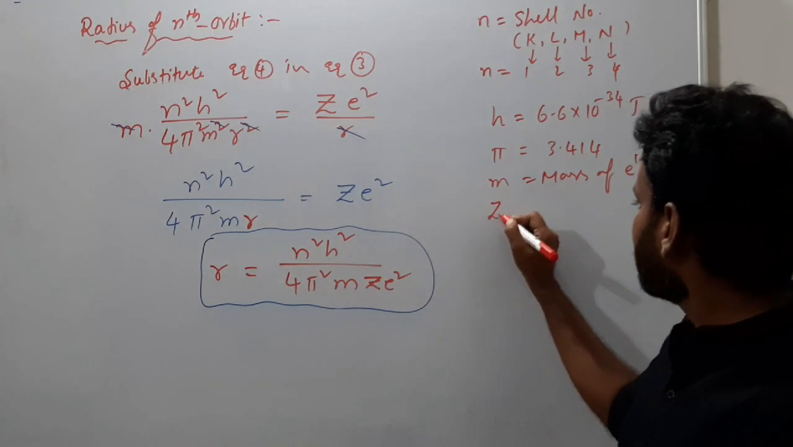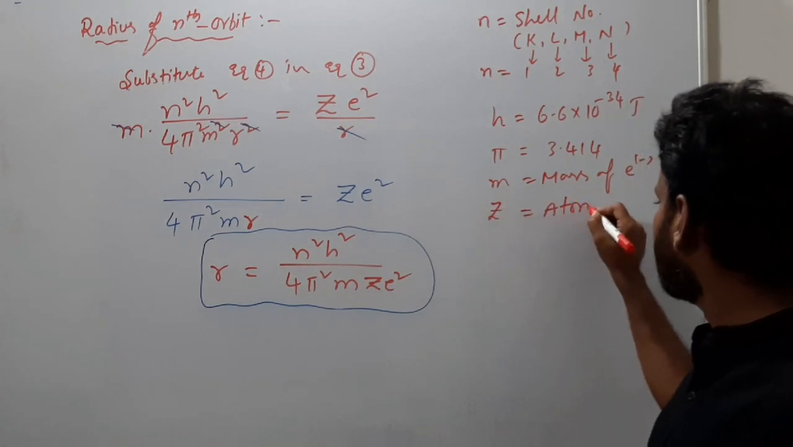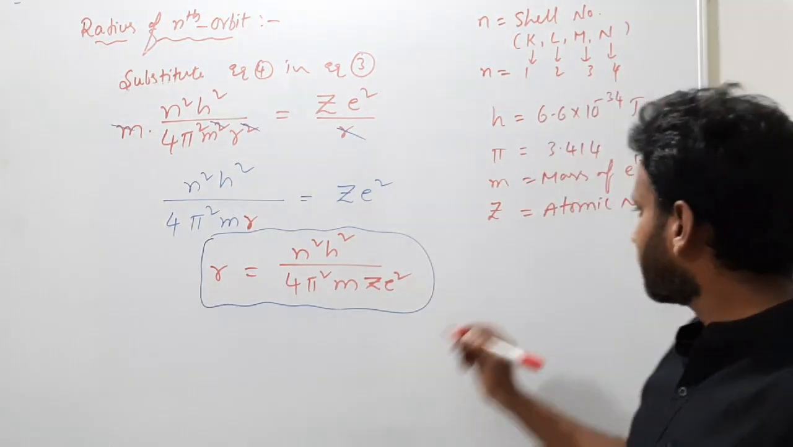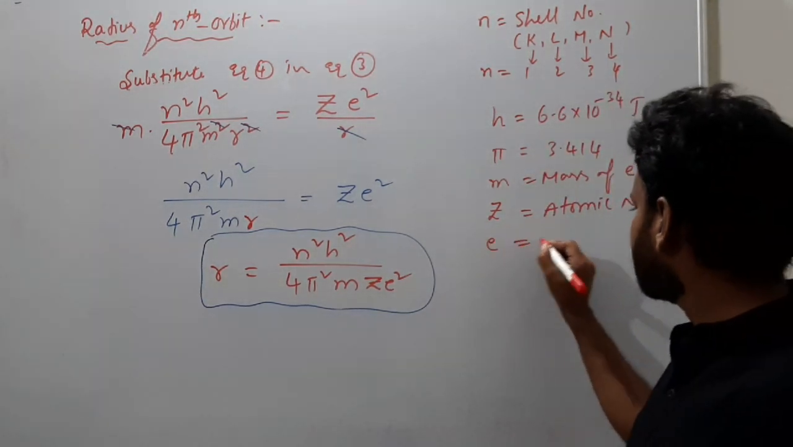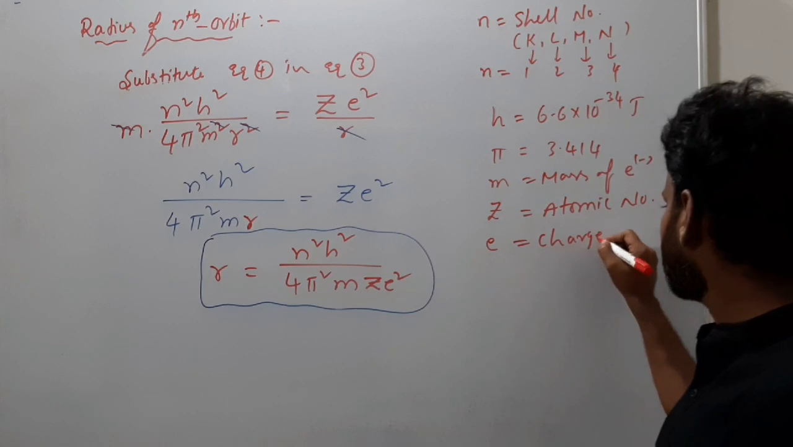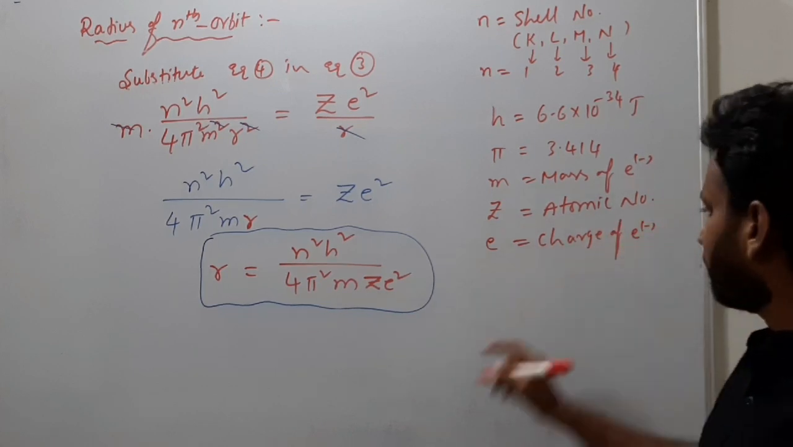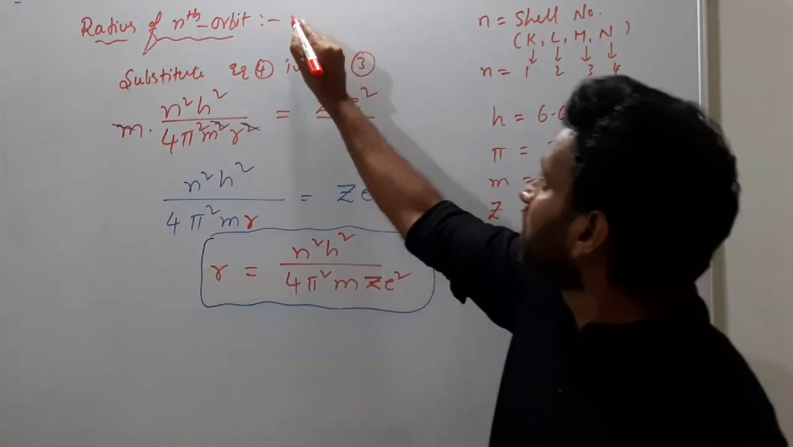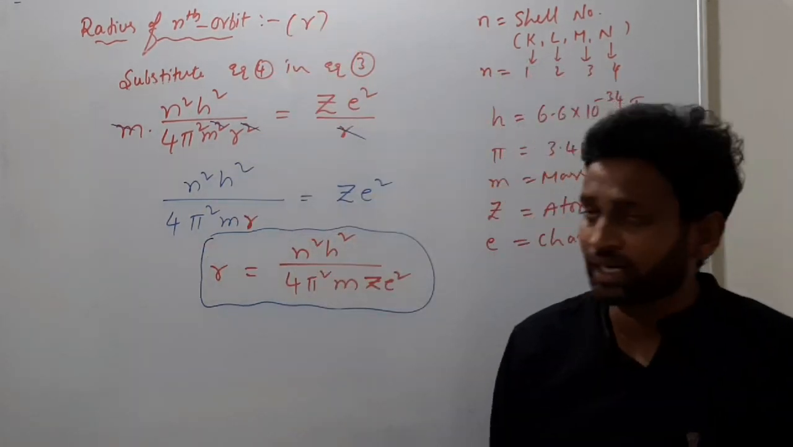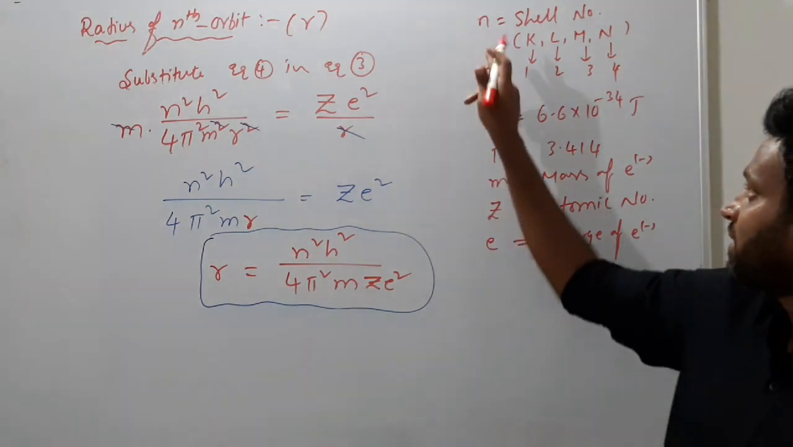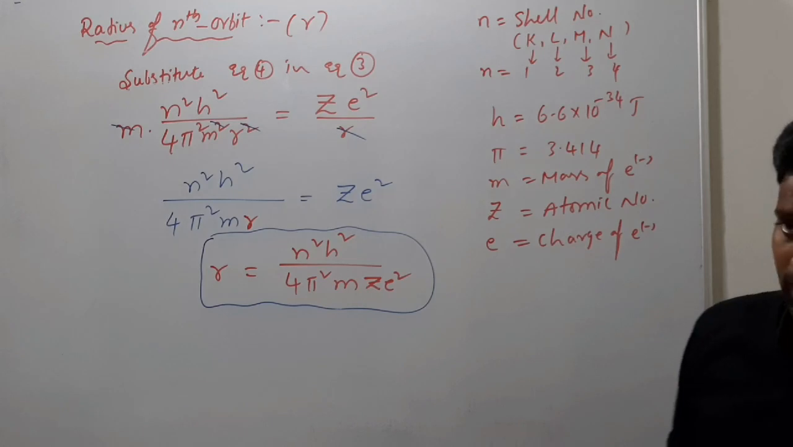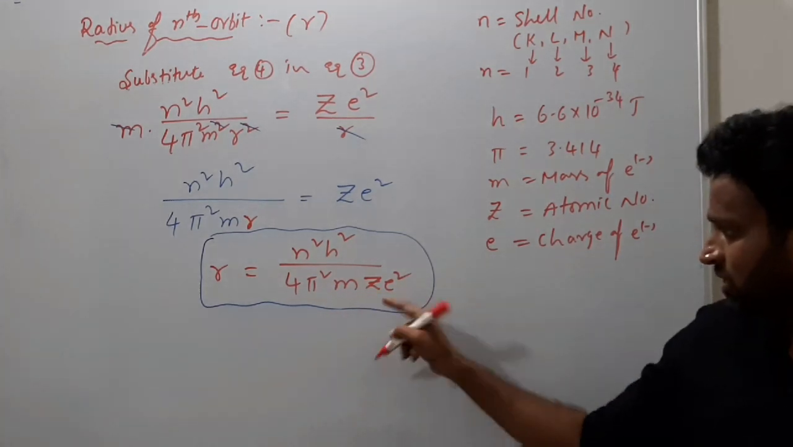Here Z is the atomic number. And E is the charge of electron. I have written everything. What is R? Don't ask me, that is what you are calculating. R means radius. So we have N as 1, 2, 3, 4, H the Planck constant, pi, mass, and Z.